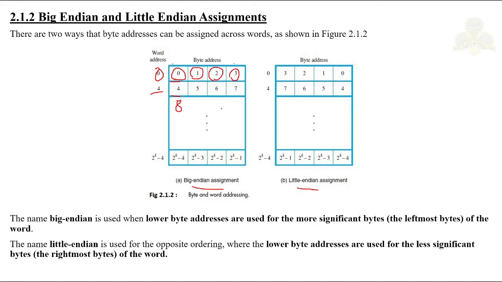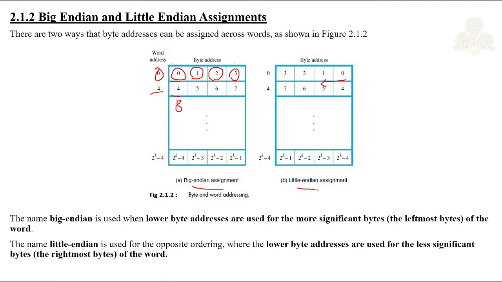Now, the opposite of this is the little endian. Here, what happens? It is used whenever the lower byte addresses are used for the less significant bits. The difference here is that the byte address would start from 0, 1, 2, 3, and here the opposite of this. Okay, 0, 1, 2, and 3. Again, both little endian and big endian assignments are used in commercial machines.